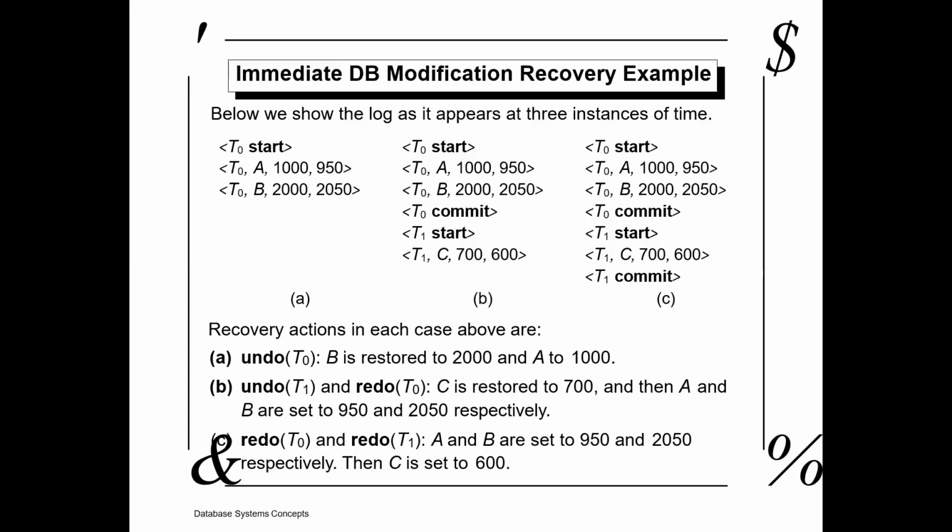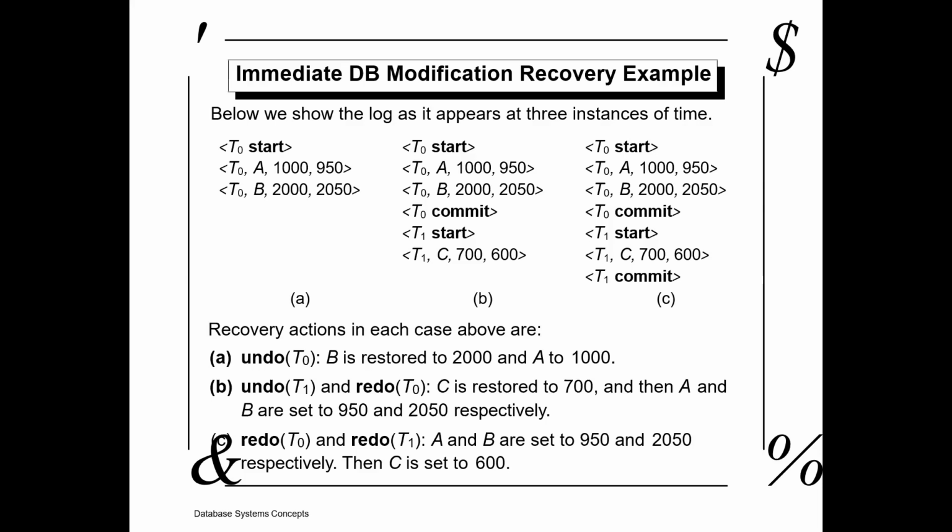B value 200 is changed to 400 before we actually commit the operation. Now what are the values in the database? 200 and 400.